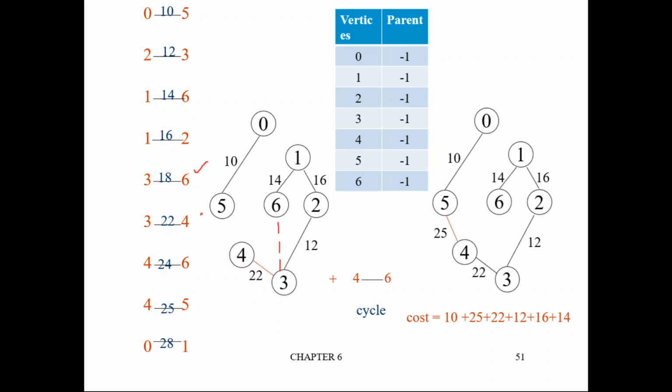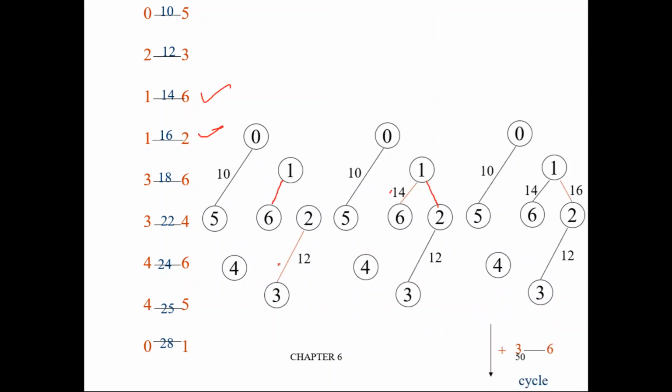3 to 4. Okay. So in this graph you see 3 to 6, if you add, a cycle will be created. So don't add. Next is 3 to 4. If you add, will it create a cycle? No, it won't. So add this.